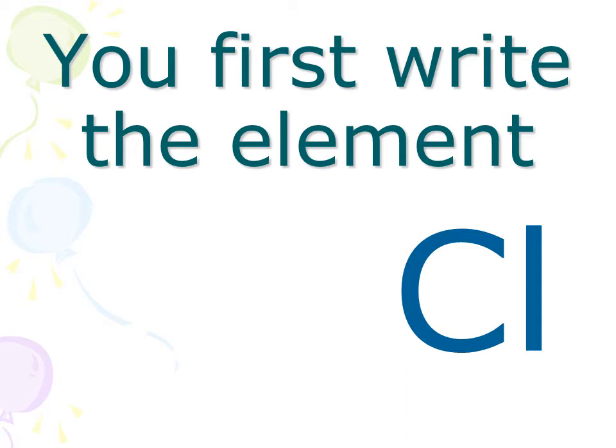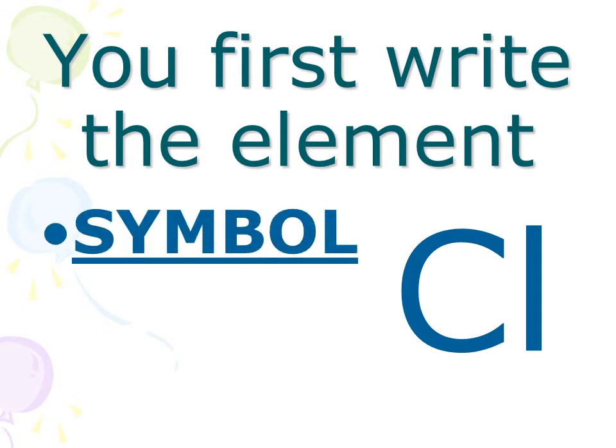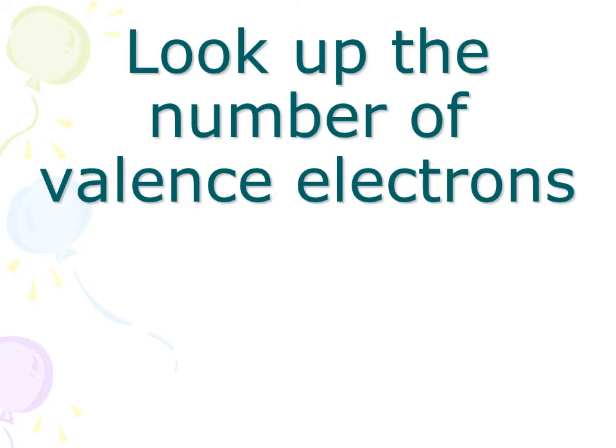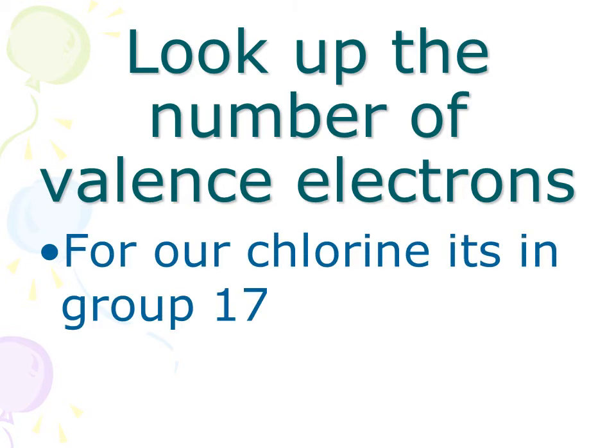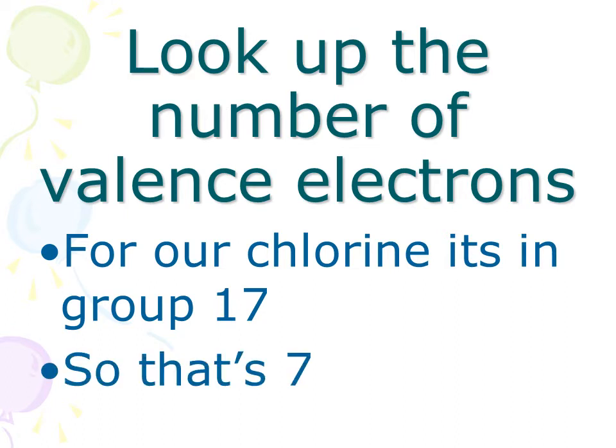So the first thing we're going to do to draw a Lewis dot structure is to draw the element symbol. So if we're going to draw the Lewis dot structure for chlorine, we're going to write chlorine's element symbol, Cl. Next, we want to look up the number of valence electrons that atom has. So for chlorine, it's in group 17. So remember, that's the last number. It has 7.